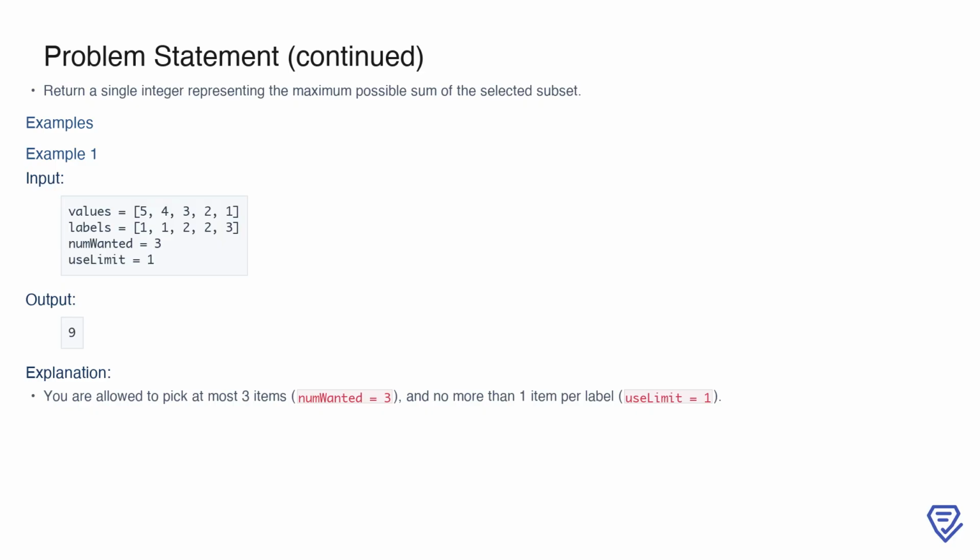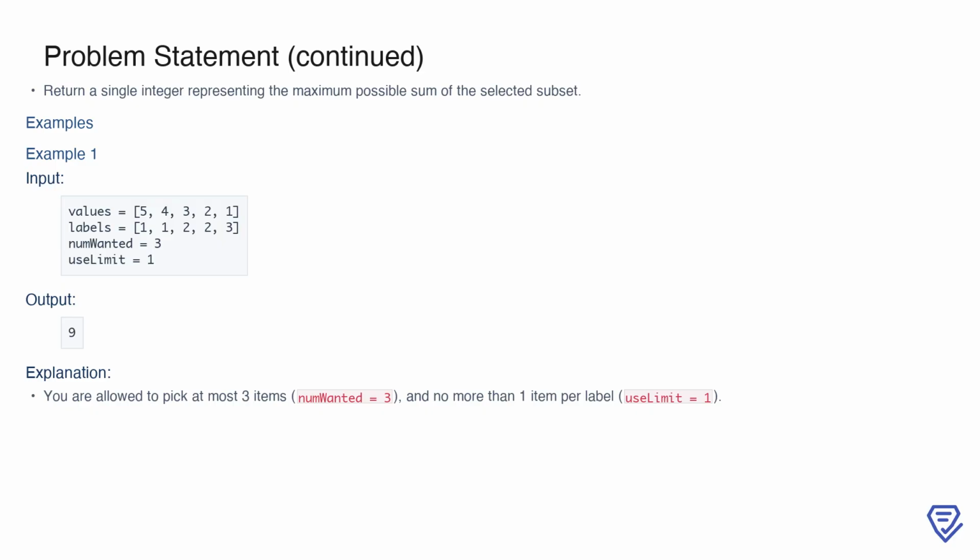Let's look at an example to better understand the problem. Suppose values is 5, 4, 3, 2, 1, and labels is 1, 1, 2, 2, 3. We are allowed to pick up to 3 items, as numWanted is 3, and we can pick at most 1 item per label because useLimit is 1. The output in this case would be 9.